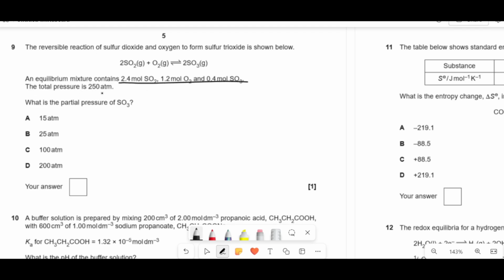The reversible reaction of sulfur dioxide and oxygen forms sulfur trioxide. An equilibrium mixture contains these, and the pressure is the partial pressure of SO3. So the total moles is going to equal those all added up. So that's 2.4 plus 1.2 plus 0.4, which gives you 4 moles, right? And then we need partial pressure equals the mole fraction times the total pressure, right?